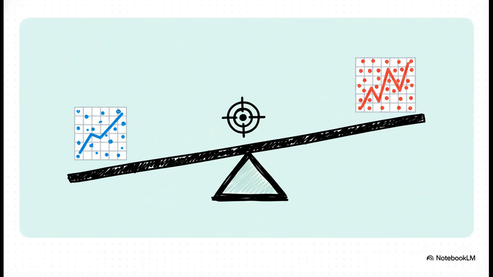And this is like the central tug of war in all of modeling. It's called the bias-variance trade-off. On one side, if your model's too simple, it has high bias, and it just misses the point. But if it's too complex, it has high variance, and it basically memorizes the noise instead of the signal. The goal is always to find that perfect sweet spot right in the middle.